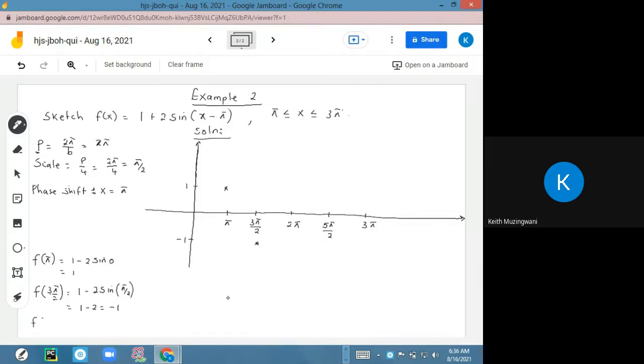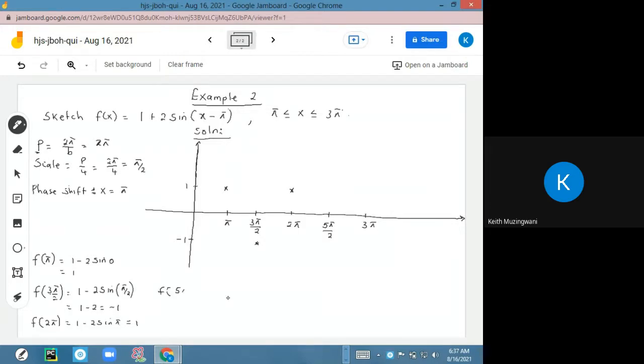Then f of 2 pi will be 1 minus 2 sine pi. Now sine pi is 0, so we get 1. So we go back there. So let's see what our maximum will be.